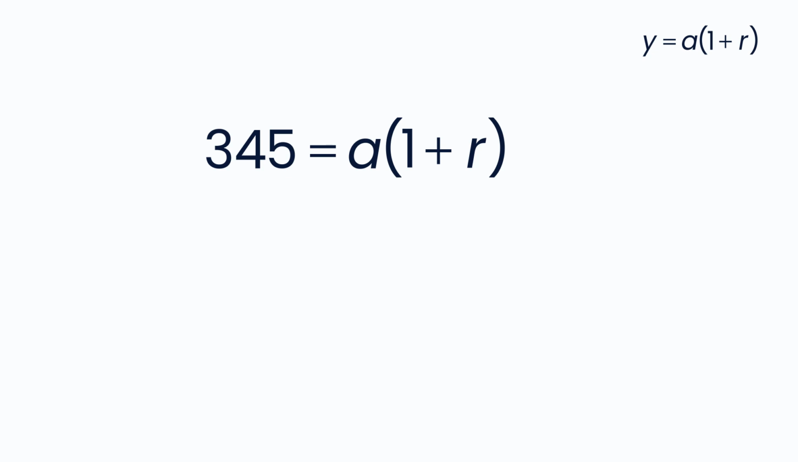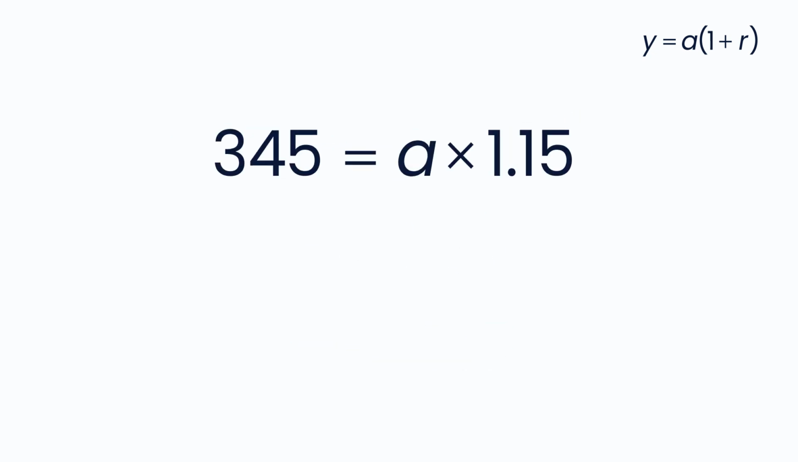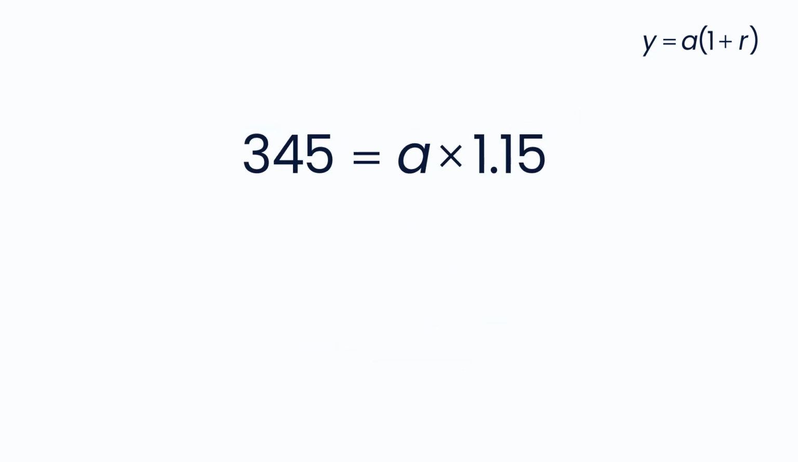The growth rate, r, is equal to 0.15, since there was a 15% increase in cups sold from Week 1 to Week 2. 1 plus 0.15 is 1.15. That means the growth factor is 1.15. You're now ready to solve the equation.